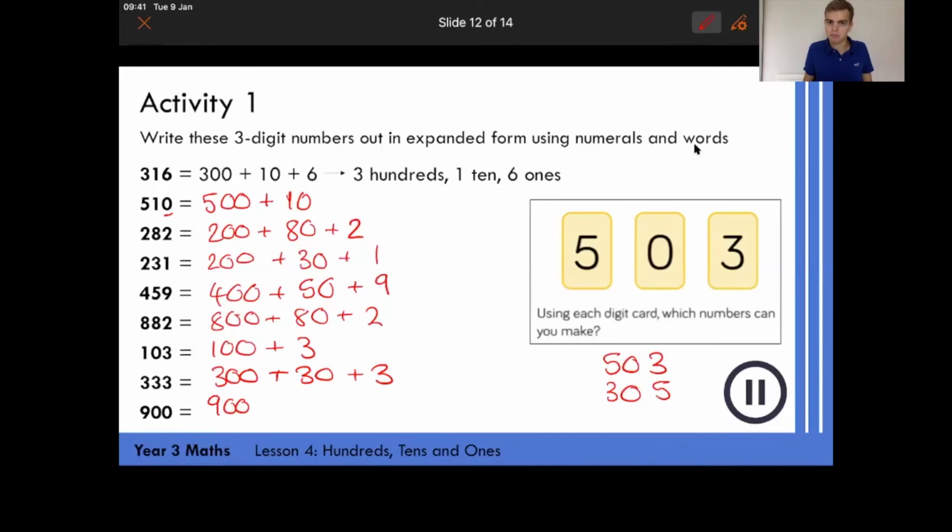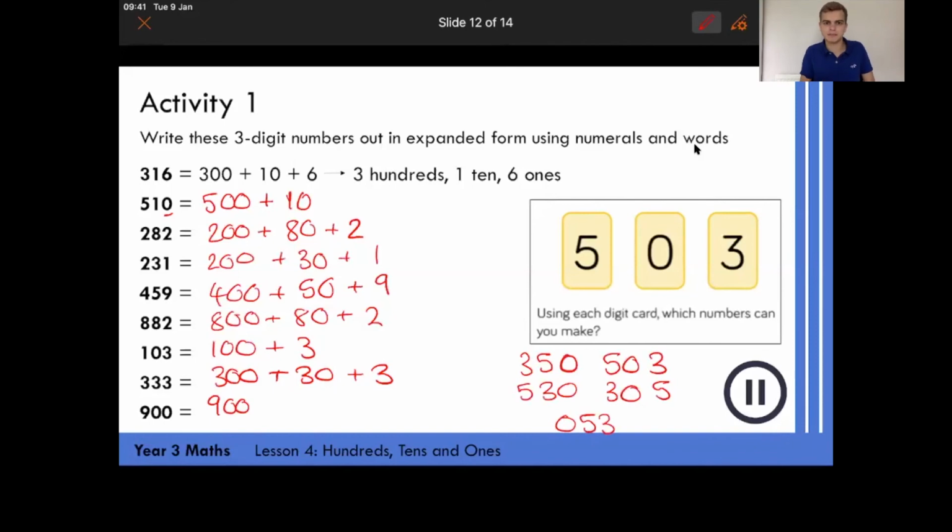305, switching them around, still with the 0 in my tens column, no tens. I'm now going to put the 0 in my ones column, and I'm going to go for 350, and then I'm going to switch them around, 530. Fantastic. Now, I could do it like this, could do that, but what's the problem with this?